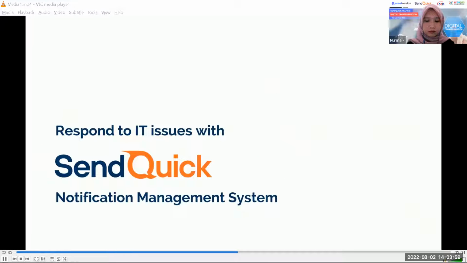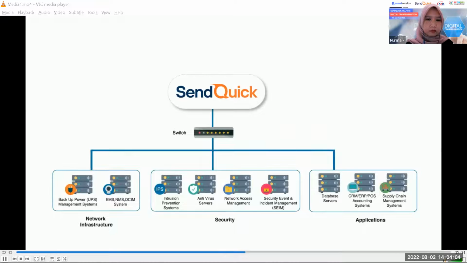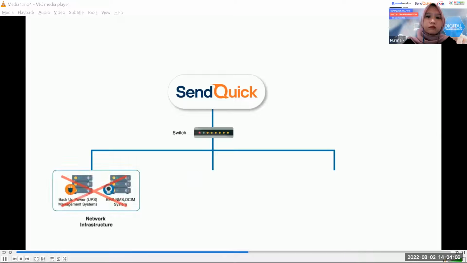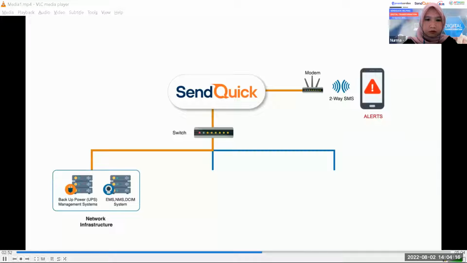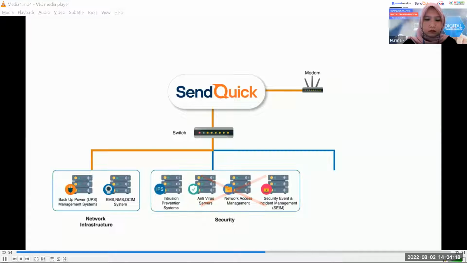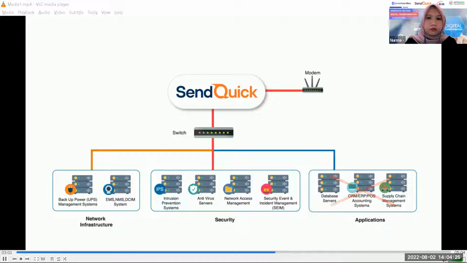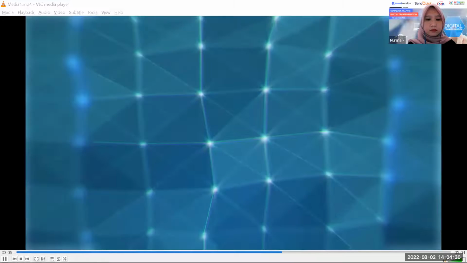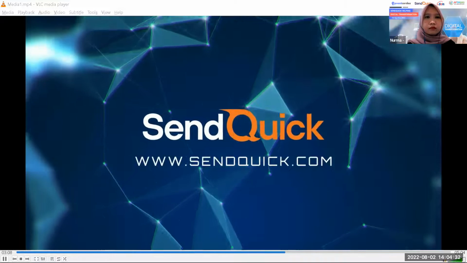Respond to IT issues with SendQuick notification management system. An efficient solution that has monitoring capabilities and sending alerts to provide real-time visibility into your application performance. When your network infrastructure is down, an alert is sent via your preferred channel to your dedicated team on duty. When your security system is down, alerts are sent. When your applications are down, alerts are sent. Contact us for more information.